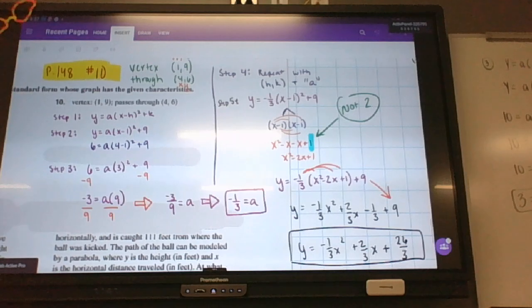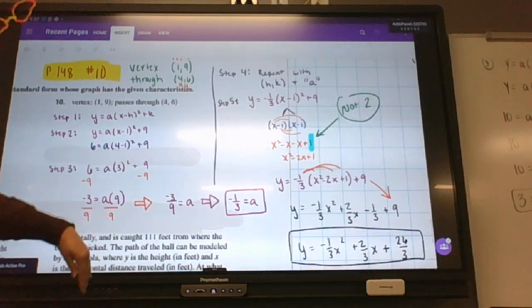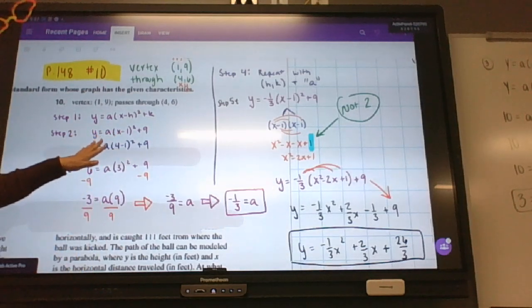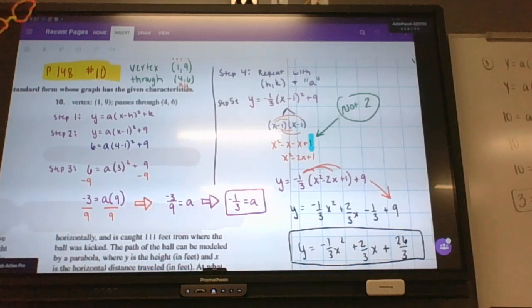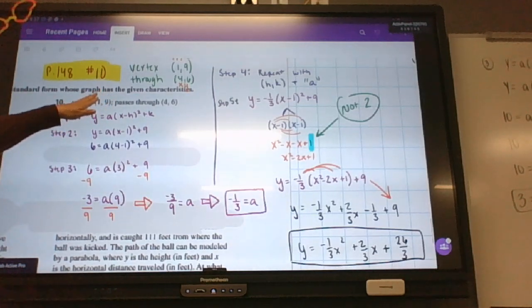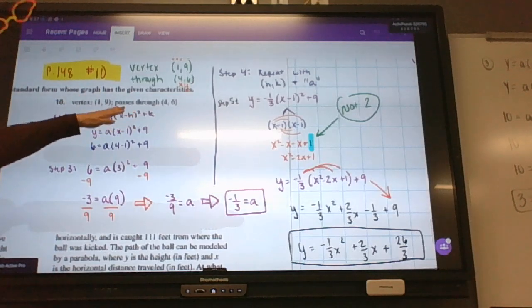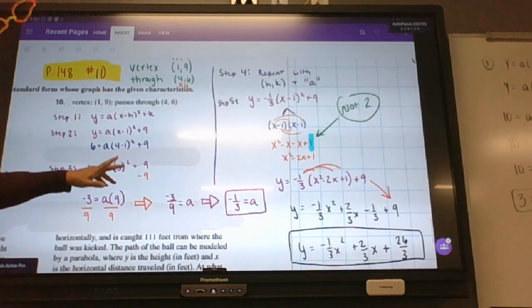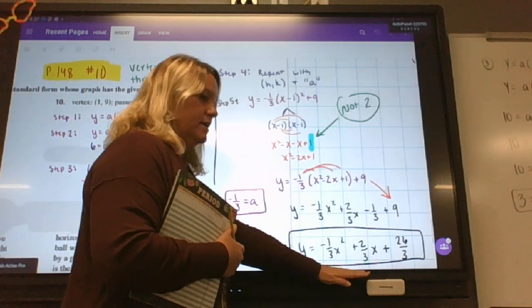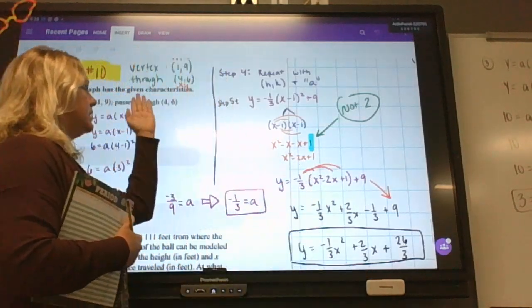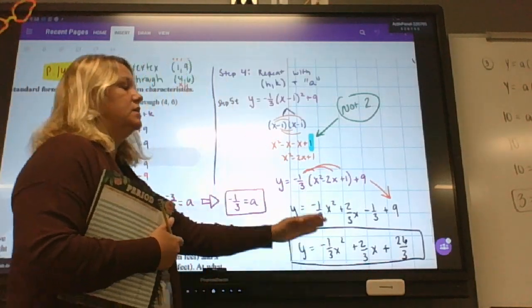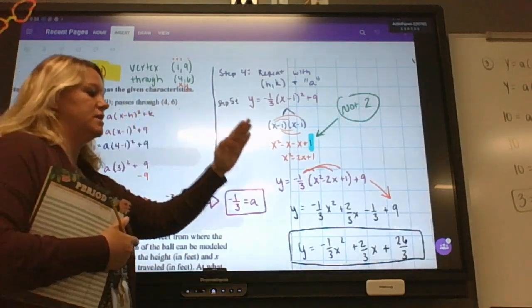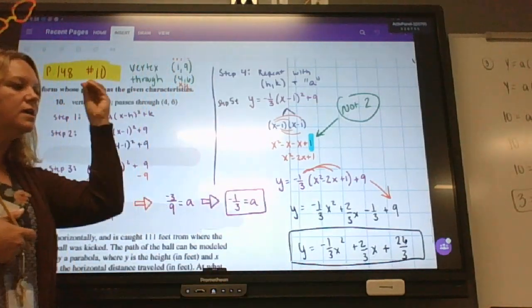Okay, any questions on 10? Yes? No. You do that in the beginning and then you don't do it again. Well, you're taking limited information. You're using this formula, and then you're ending in a standard form equation. So you're going from limited information to a full equation. This is like just a little bit of information, and then this is like everything. You're making it everything.